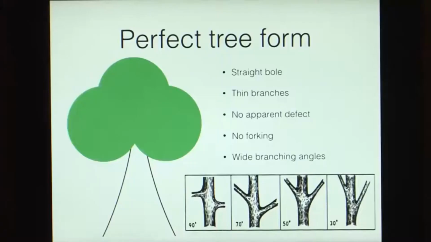So, that was a brief of tree forms. Now, there is something, as we can see in the slide, called perfect tree form. A perfect tree form in the case of merchantable trees would mean that you have a straight bole.